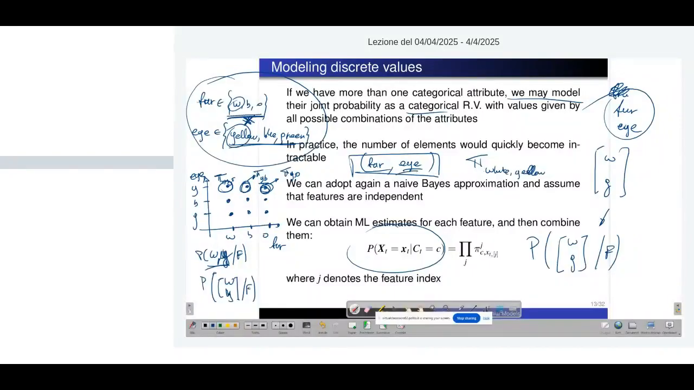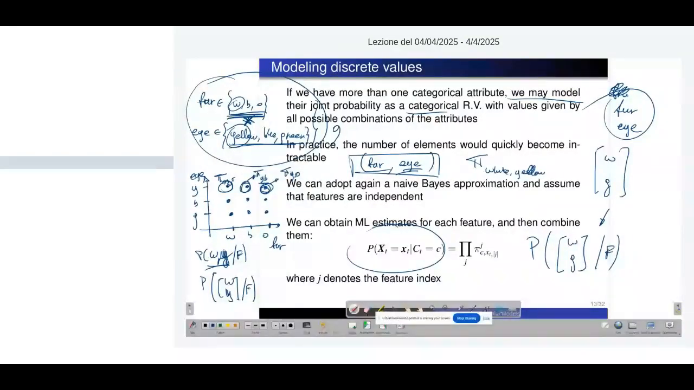Now you see that before I had 3 parameters for the fur. Now if I have 3 values for the fur and 3 values for the eye color, this means that my model will have 9 possible combinations. So I need to specify 9 possible parameters.